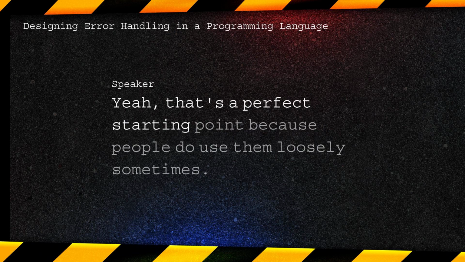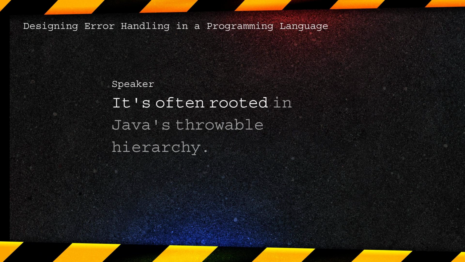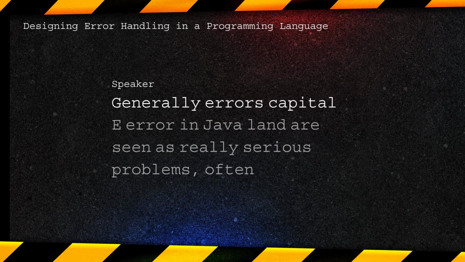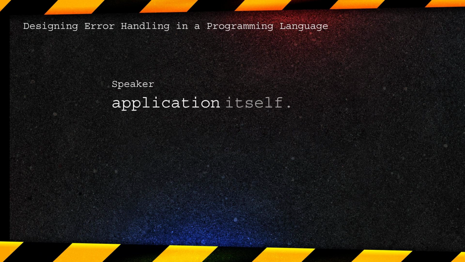Yeah, that's a perfect starting point, because people do use them loosely sometimes. But the sources, especially the ones looking at Java's design, they make a pretty clear distinction. It's often rooted in Java's Throwable hierarchy. Generally, errors, capital E Error, in Javaland are seen as really serious problems, often outside the program's direct control and typically unrecoverable from within the application itself.